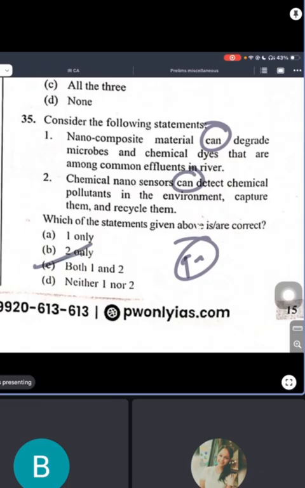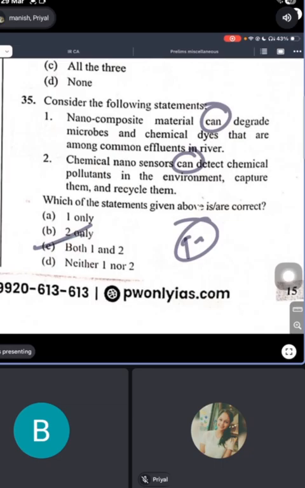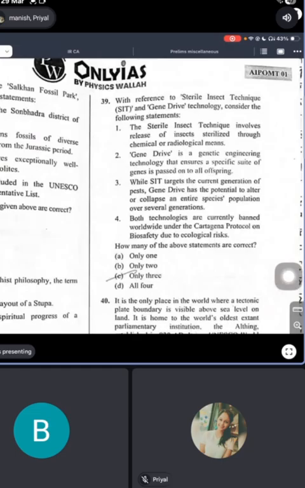So guys, understand the language of the examiner, in what sense he is talking. Even I don't know, because these are current affairs based. What is a nanocomposite material actually? I think even no one knows in detail in the exam hall. This is what I'm saying, guys.